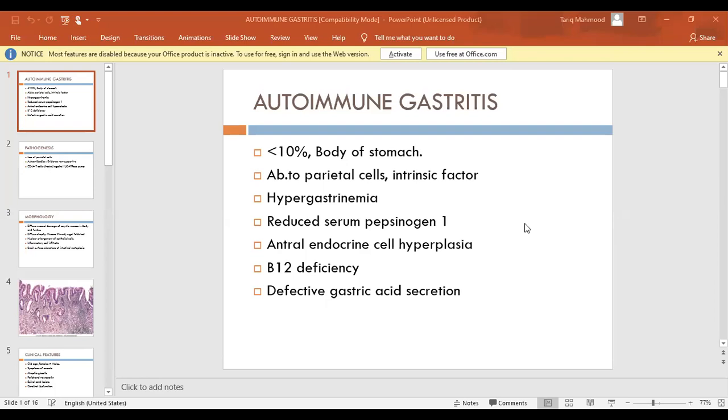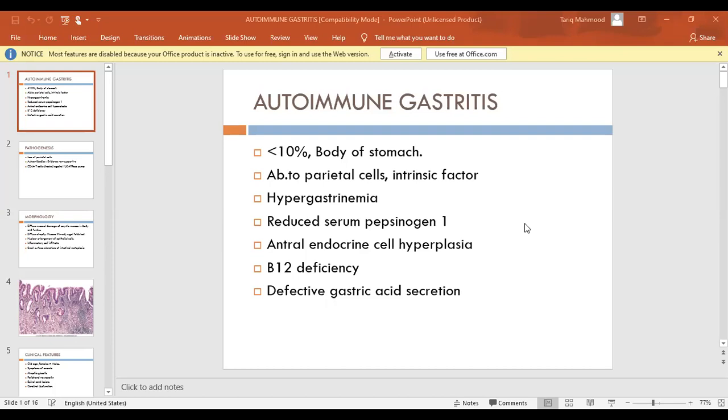Bismillahirrahmanirrahim. So we were discussing chronic gastritis. In the previous lecture, we discussed chronic gastritis associated with H. pylori, and today we will discuss autoimmune gastritis. It is less than 10% of cases of chronic gastritis. So 90% of chronic gastritis is caused by H. pylori, and 10% is caused by autoimmune gastritis, and the body of the stomach is mainly involved.